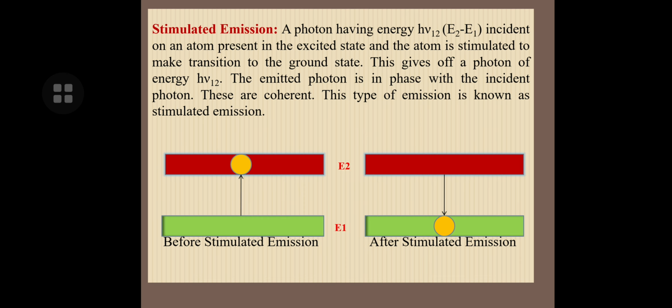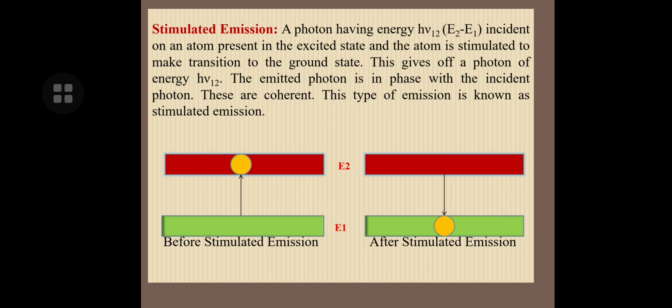Due to this, the excited atom comes to the ground state forcefully, emitting two photons. The incident photon is not utilized; that photon is emitted, and one extra photon is emitted. Here we are getting two photons. In stimulated emission, a photon having energy h nu equal to E2 minus E1 is incident on an atom present in the excited state, and the atom is stimulated to make a transition to the ground state.